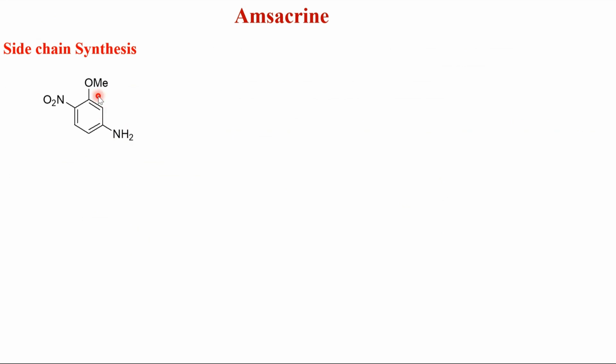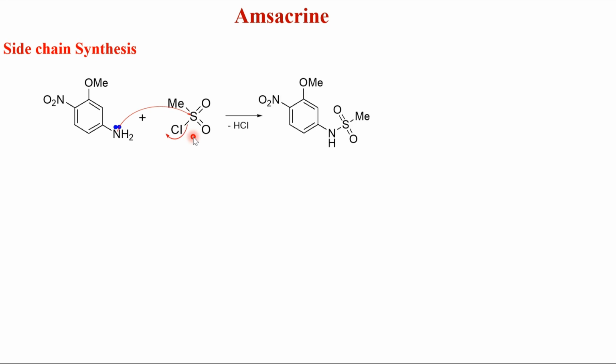I will take 3-methoxy 4-nitroaniline and treat with methyl sulfonyl chloride. The lone pair of electrons on the nitrogen of the amino group attacks the sulfur, the electron deficient center, as it is flanked with 3 electron withdrawing groups, 2 oxygens and 1 chlorine. Once the bond is formed between sulfur and nitrogen, it has to maintain its valency. Chloride gets kicked off and this is lost as HCl, and it gives rise to the corresponding methyl sulfonamide derivative.